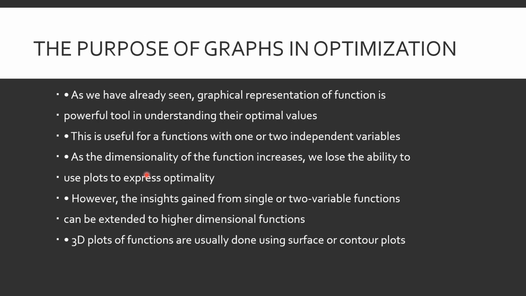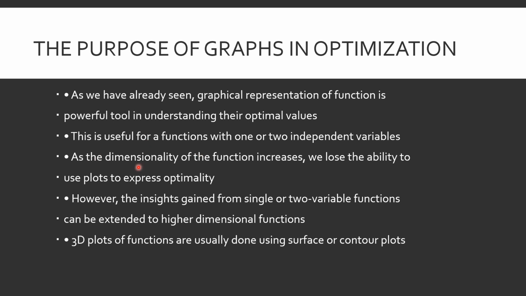Here, we consider the purpose of a graph in optimization. As we have already seen, graphical representation of a function is a powerful tool in understanding the optimal values. So there are some functions we can only identify their optimal values using graphs. This is useful for a function with one or two independent variables. So if you get a function with one or two independent variables, its graphical representation is the best for you to be able to identify the optimal values.